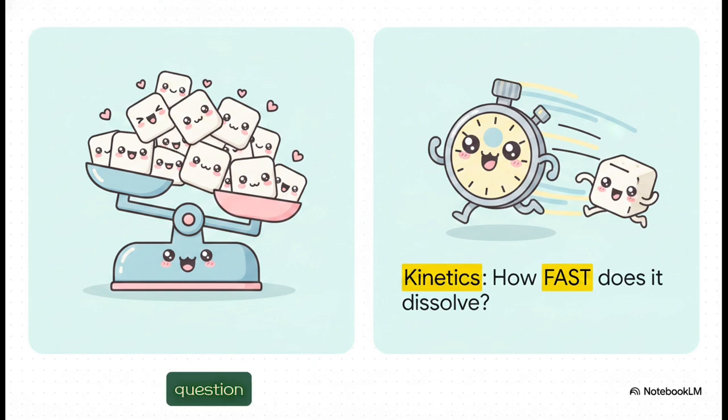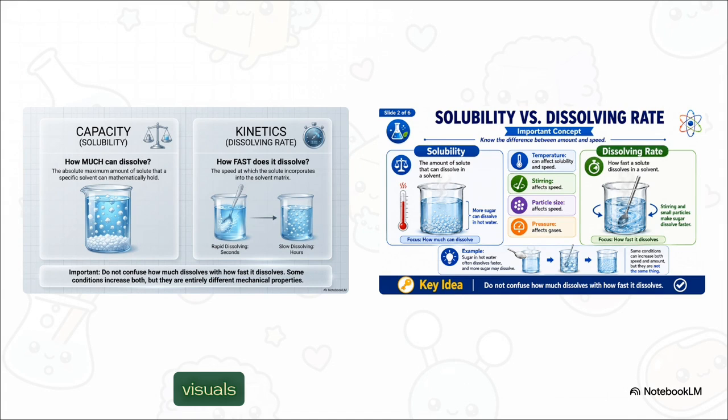Kinetics, on the other hand, is a question of time. How fast does it dissolve? It's merely the speed at which the solute gets incorporated into that solvent matrix. Take a look at these visuals side by side to really see the difference. On one side, we have capacity, a beaker physically saturated with as much sugar as it can possibly take. On the other side, check out the timeline. That represents kinetics, the actual speed, moving from rapid dissolving in seconds to incredibly slow dissolving over hours.